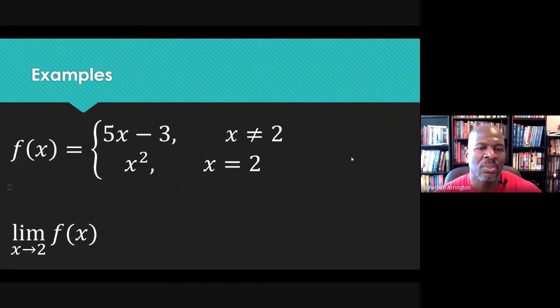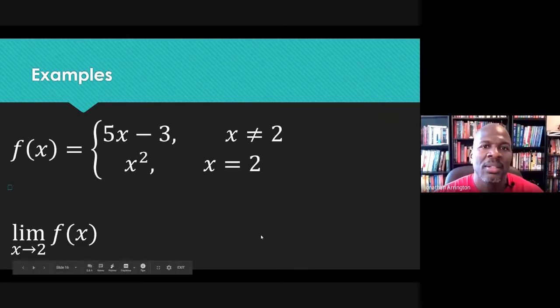So this is a piecewise function. And f of x is 5x minus 3 where x is not equal to 2, and f of x is x squared where x is equal to 2. And we're going to find the limit as x goes to 2 of f of x. So this one, instead of just showing the table, I want to show you how you graph this one in the calculator, because many of you may not be familiar with how to graph a piecewise function, and that's something that you may need to do at some point. So let me go to my calculator.